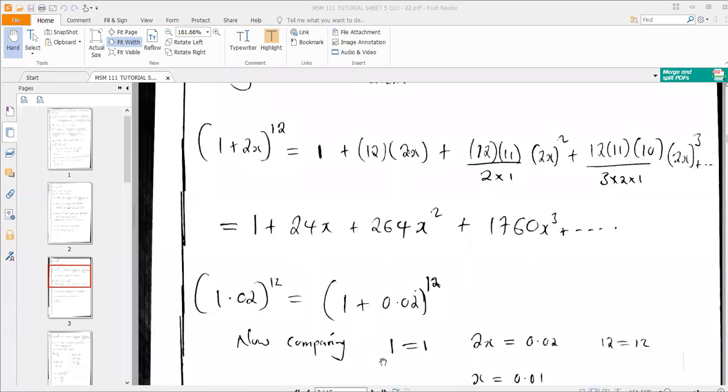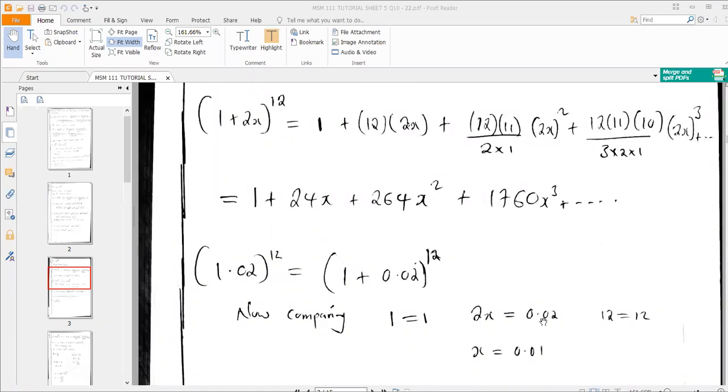Comparing the two, 1 is equal to 1. Then here we have 0.02, but there we have 2x, right? So 2x is equal to 0.02, right? Then here the 12 and the 12 are equal. This part we have no problem. Now if we know these are equal, we can solve for x. When you divide both sides by 2, x is equal to 0.01. Now your job is easy.